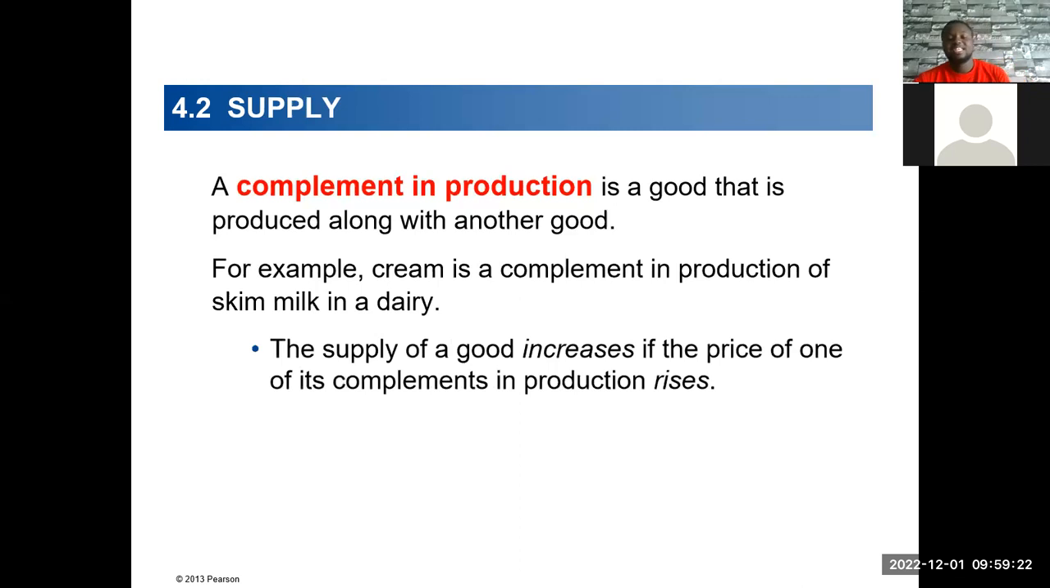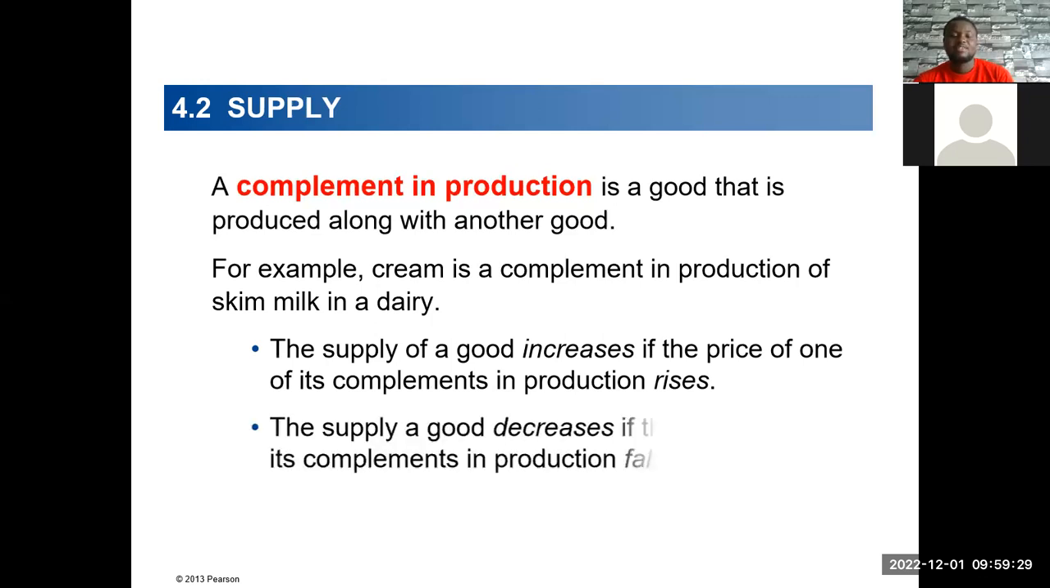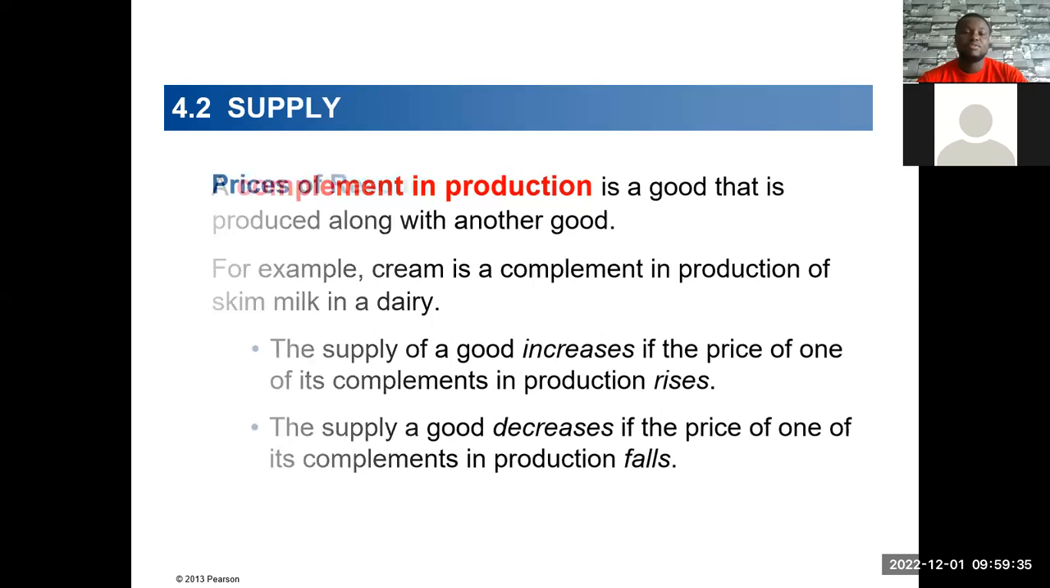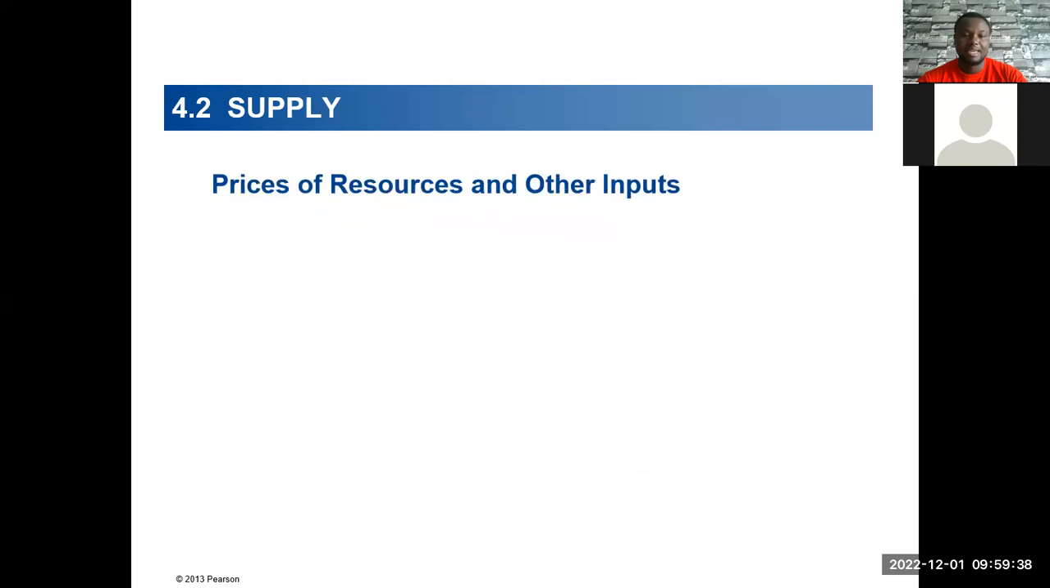Okay, so the supply of a good will increase if the price of its complement in production rises, and vice versa. It falls when the price of the complement in production falls. Okay, so this is how price of related goods affects supply.